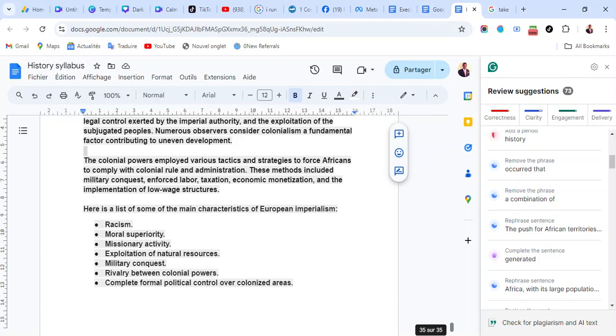The last point in my list is complete formal political control over colonized areas. They had complete formal political control everywhere, whether the DOs or the SDOs, who were all whites, so that they could best control the people, impose their languages, and make the people become like them. That is the strategy that was used by colonial powers to impose their colonial rule in Africa. So that is it for our studies today.